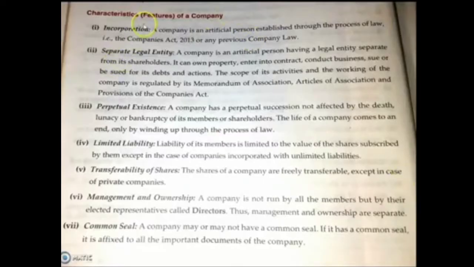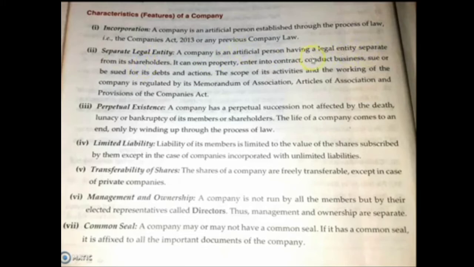Now let us see the characteristics of a company. The first point is incorporation. Do you remember how a company gets incorporated? Yes, it is through the process of law. So a company is an artificial person established through the process of law. Then the second point is separate legal entity. A company is an artificial person having a legal entity separate from its shareholders.